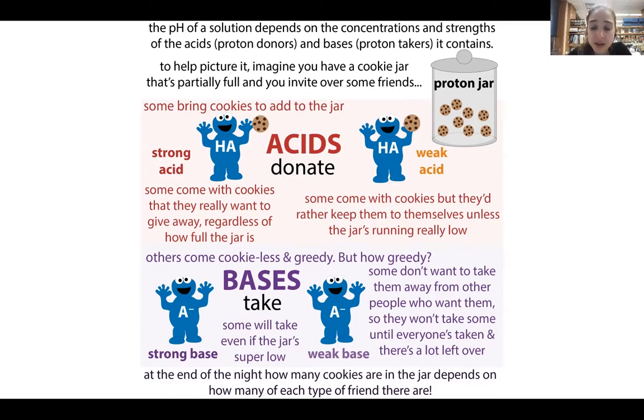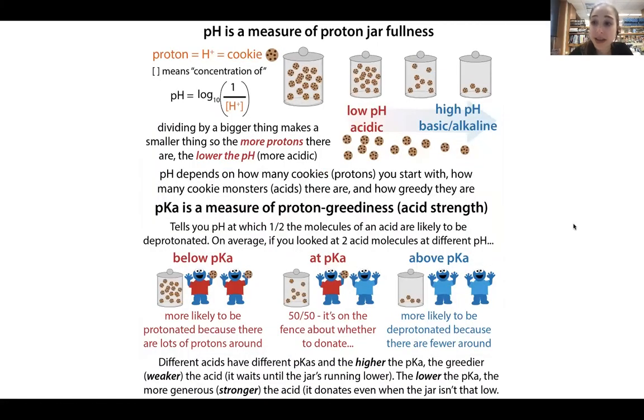We can think of something similar happening with pH. In the case of pH, we have this proton jar. So we think of our cookie jar as now a proton jar. And the fuller this jar is, since these are protons, if you have more protons, that's a more acidic solution, which, as we talked about yesterday, means you have a lower pH. So a lower pH means more protons and more acidic.